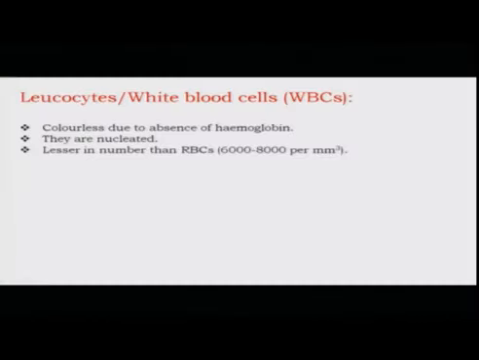So, these are colorless due to the absence of hemoglobin. They are nucleated, unlike the RBCs that we discussed before, and they are much lesser in number than the RBCs. There are about 6,000 to 8,000 of them in every cubic millimeter of blood.